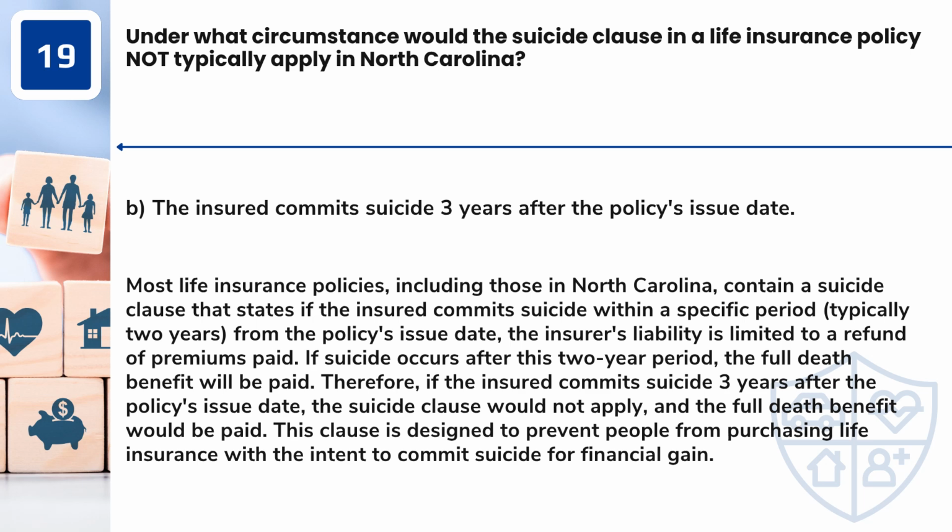Most life insurance policies, including those in North Carolina, contain a suicide clause that states if the insured commits suicide within a specific period, typically 2 years, from the policy's issue date, the insurer's liability is limited to a refund of premiums paid. If suicide occurs after this 2-year period, the full death benefit will be paid. Therefore, if the insured commits suicide 3 years after the policy's issue date, the suicide clause would not apply, and the full death benefit would be paid. This clause is designed to prevent people from purchasing life insurance with the intent to commit suicide for financial gain.